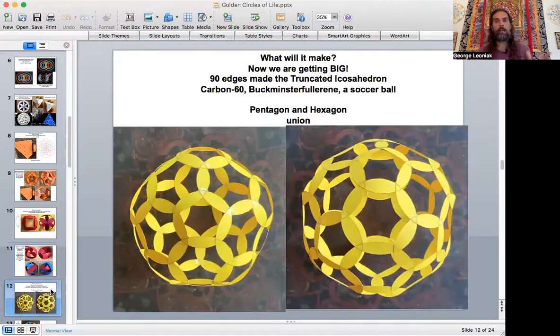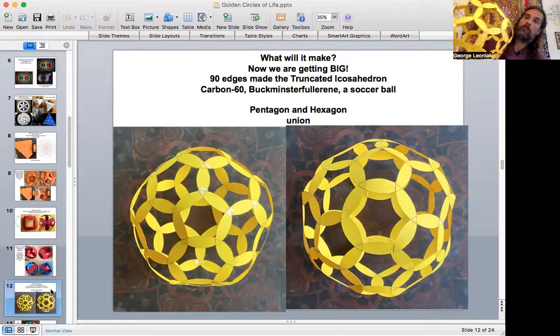And then I got a lot bigger because I knew that, remember, I started with these two pieces, this pentagon and this hexagon. And I said, well, let's see if we start to make the form where this pentagon face would fit over top of the hexagon and then just start going around and around and around. So I had to cut out these 90 petals, that made the truncated icosahedron, the buckyball, carbon-60, the soccer ball. And this form really shows how the pentagon and the hexagon are united at these junction points, right?